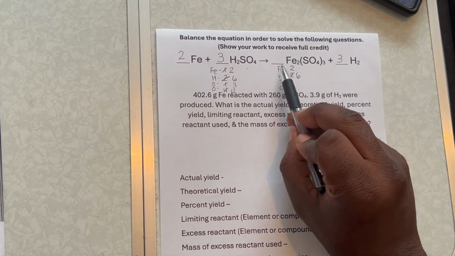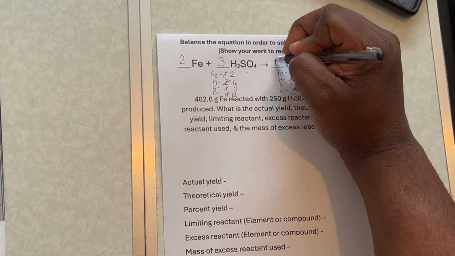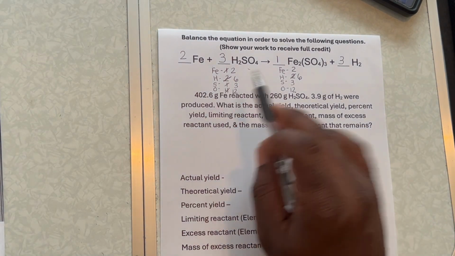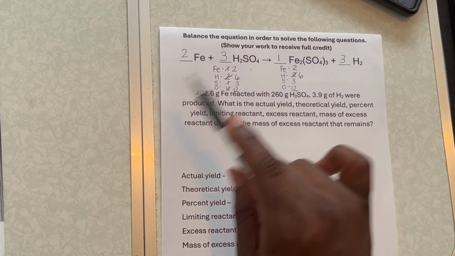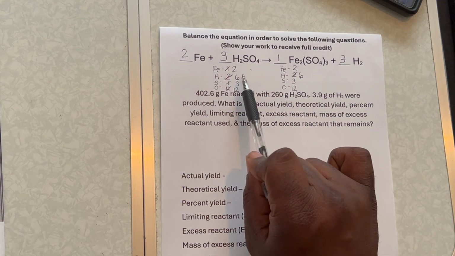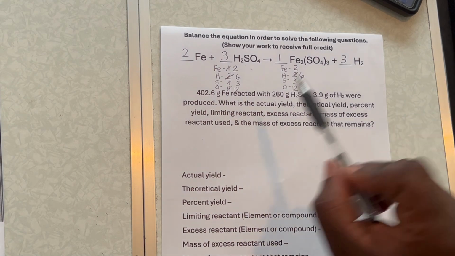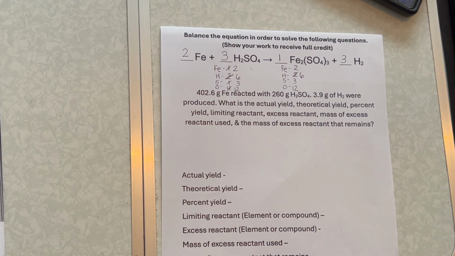And if there's nothing directly in front, it just means it's 1. So for the purpose of this video, I'm gonna put a 1. So now let's look at all my elements at the bottom. For iron, I have 2, 2, that's the same. Hydrogen, I have 6, 6, that's the same. Sulfur, I have 3, 3, that's the same. And oxygen, I have 12, 12. Boom, it's balanced.